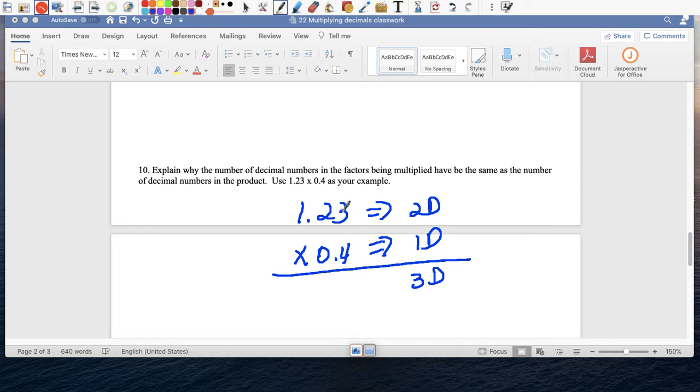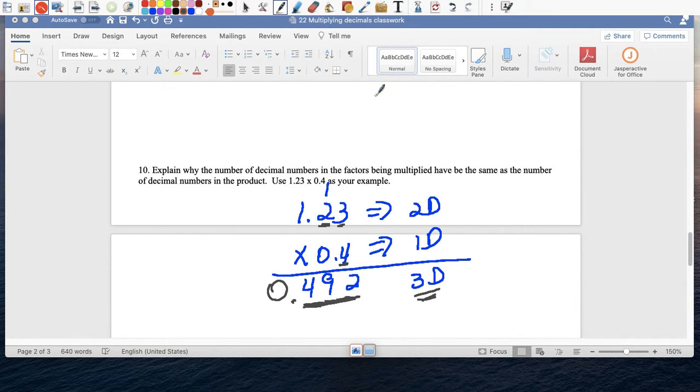So if we multiply, 4 times 3 is 12, carry 1. 4 times 2 is 8, plus 1 is 9, and 4 times 1 is 4. We don't have to do the zeros, but now we can figure out that our answer has to have 3 decimal places. So our product, our answer, tiene que tener el mismo número de decimal places that are in the two factors that are being multiplied. They always have to be the same.